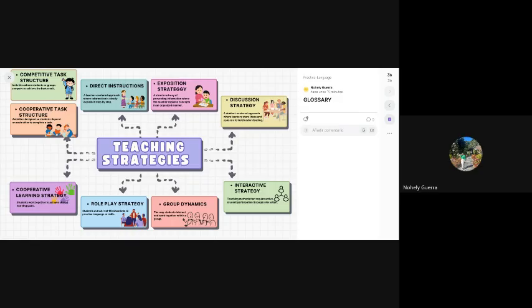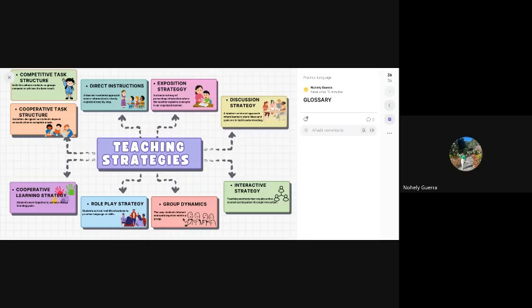Another important concept in this glossary is group dynamics, which refers to how students work together, including their roles, communication, and collaboration within a group. Also, we have role play strategy where students act out real life situations. So this helps them practice language and build confidence in speaking.